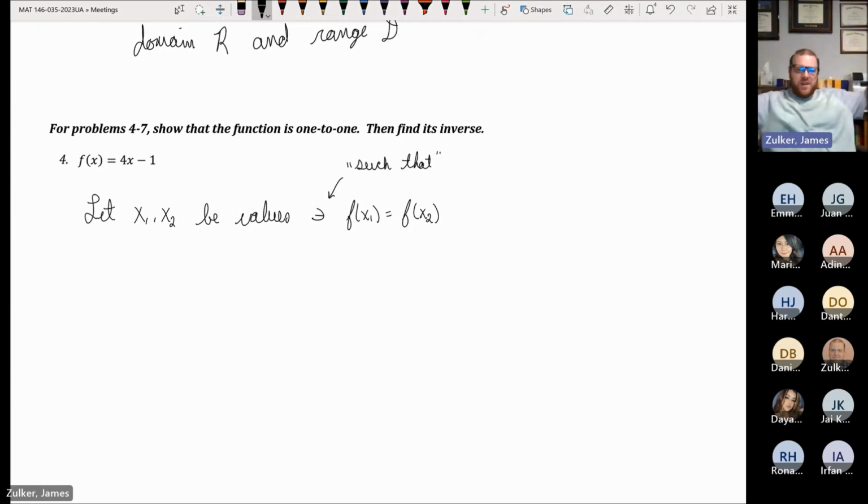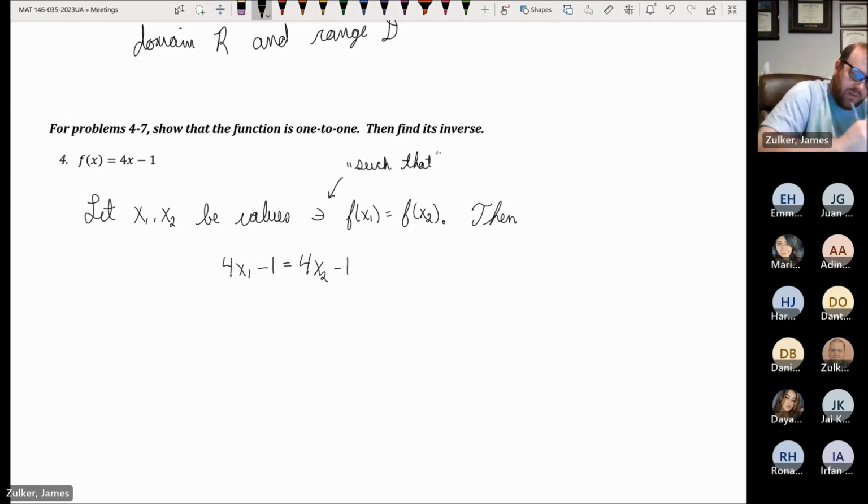what we do is we say, okay, let x1 and x2 be two arbitrarily chosen values such that f of x1 equals f of x2. What we want to do now is show that this necessarily means that x1 and x2 are identical. All right, so 4x1 minus 1 would have to equal 4x2 minus 1, right? If f of x1 equals f of x2.